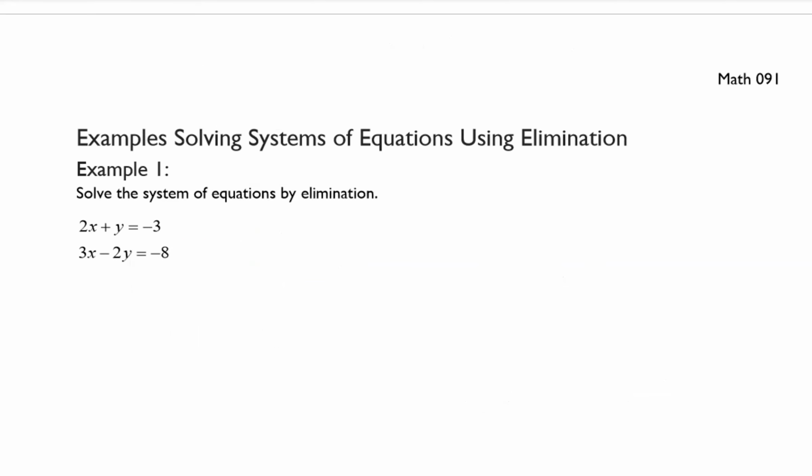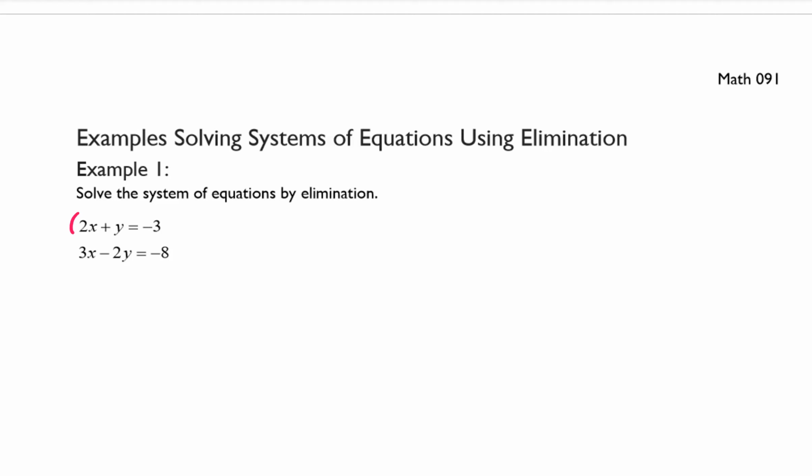Let's move on to solving systems of equations by using the elimination method. So this first example, we have 2x plus y equals negative 3, and 3x minus 2y is equal to negative 8. Now, you can multiply whatever you want as long as both equations end up having the same coefficient, so that when you add or subtract the two equations, one of the variables is eliminated.